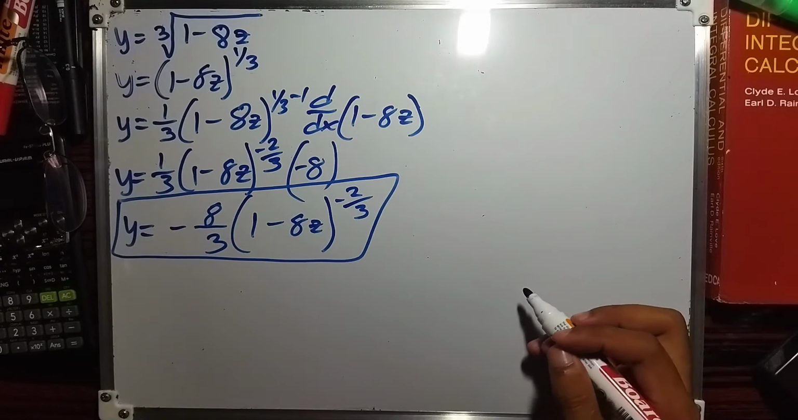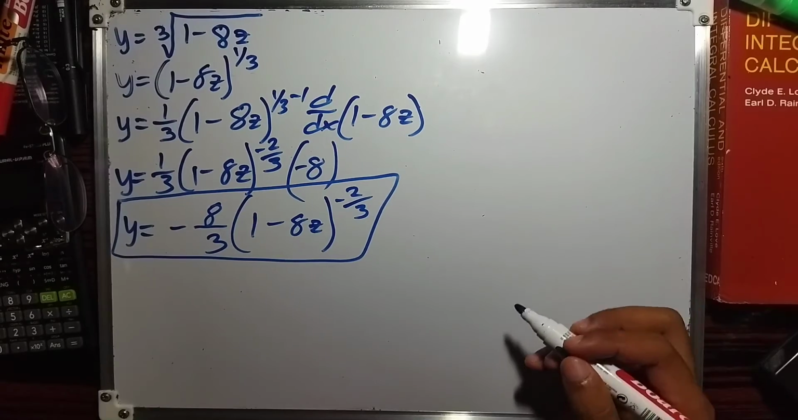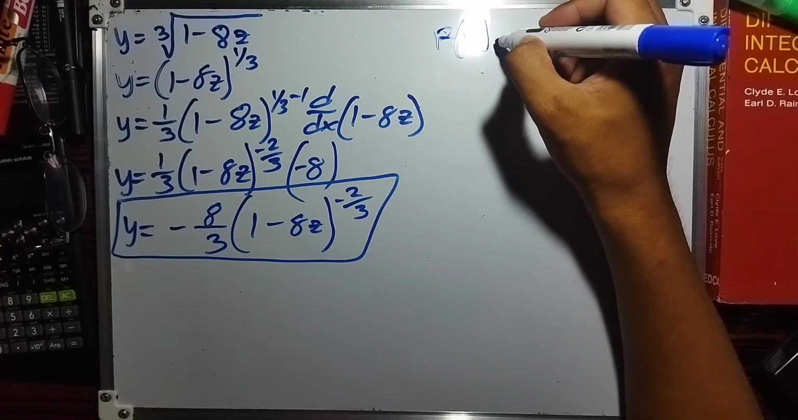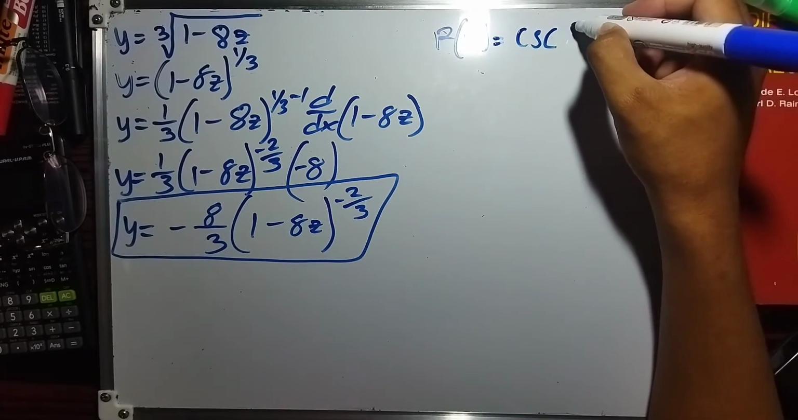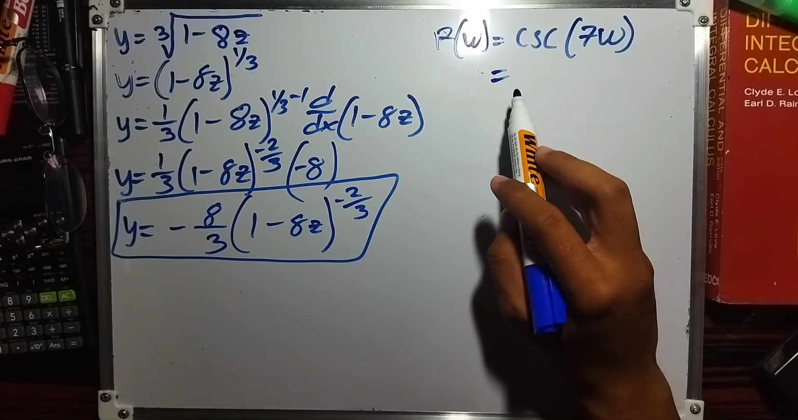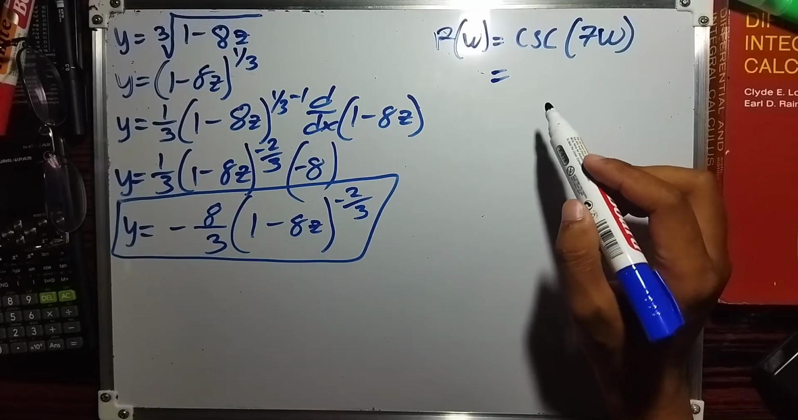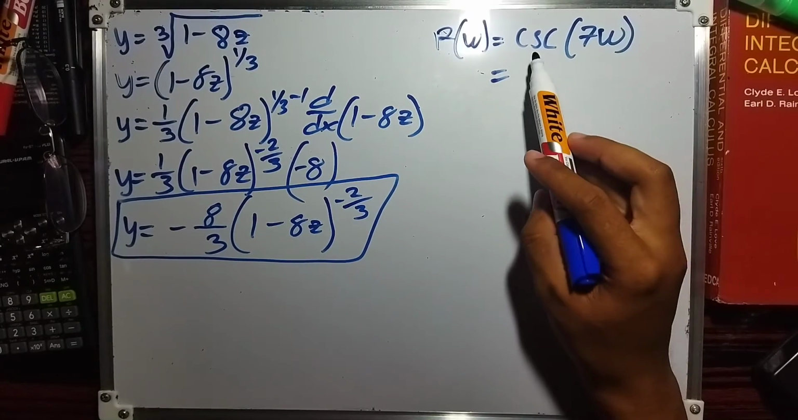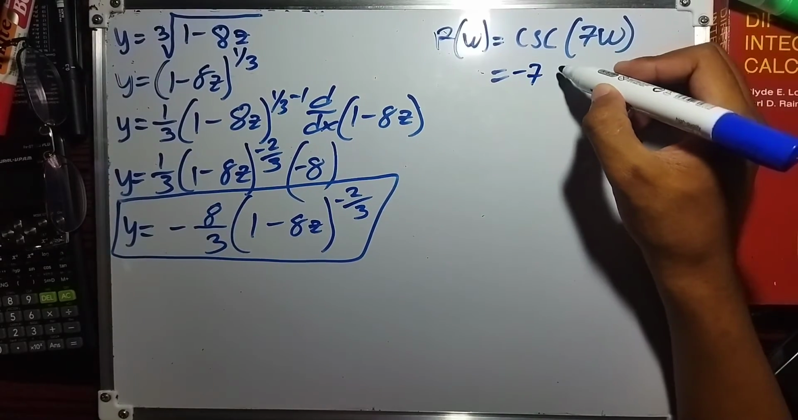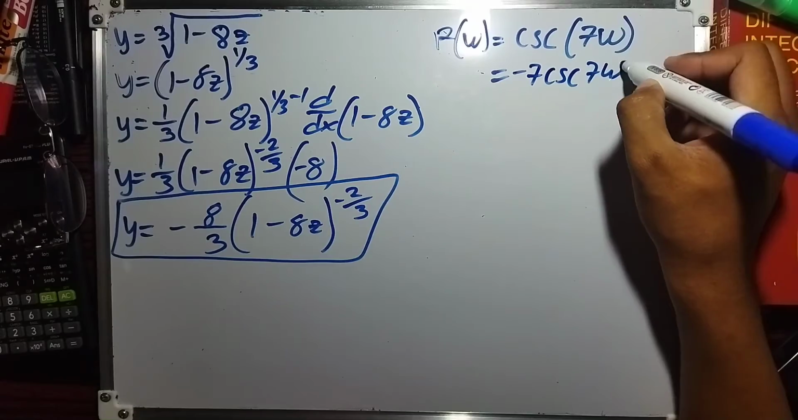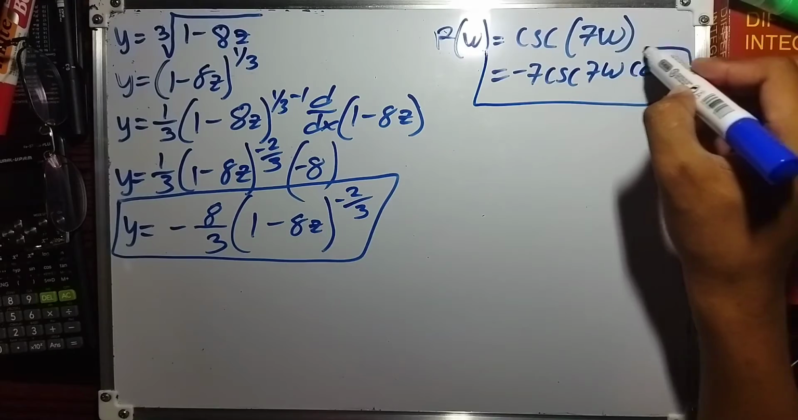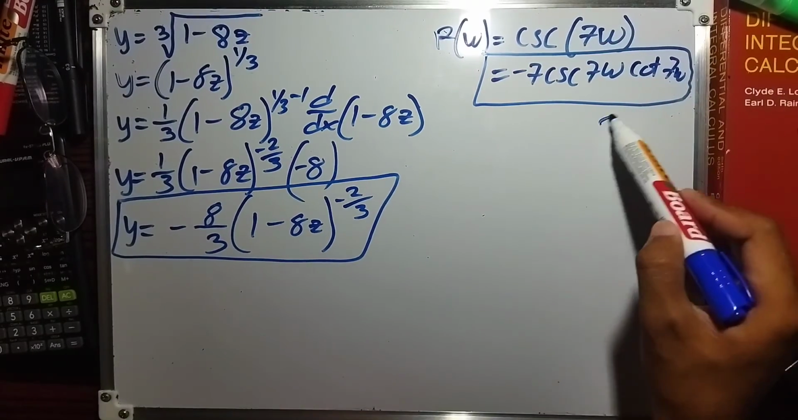And another example for this is some sort of substitution only. So let's take, for example, r(w) is equal to cosecant 7w. The derivative of cosecant is negative cosecant times cotangent. So you'll be simply substituting the derivative of cosecant with its respective derivative. So it will become negative 7 cosecant 7w times cotangent 7w, and simply this would be our final answer.